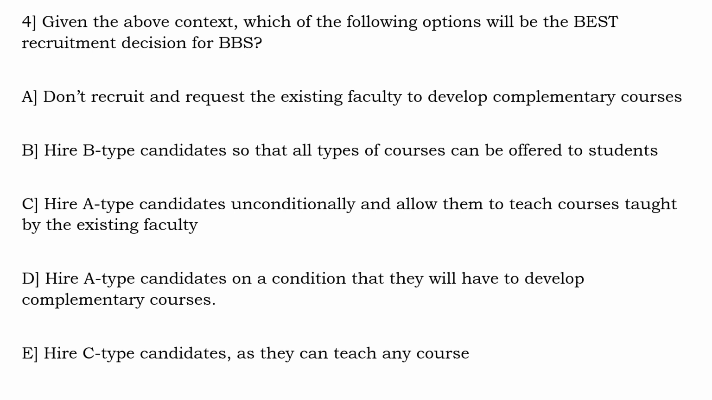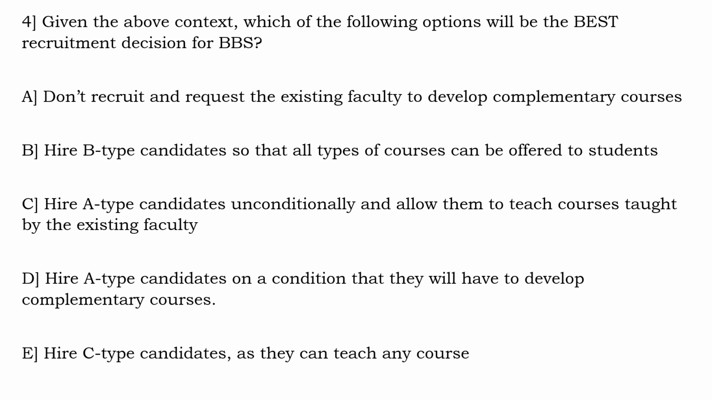Option D, hire A type candidates on a condition that they will have to develop complementary courses. So this again is a good decision because you have to ask the A type candidates who are very good teachers, they have to develop complementary courses also. So they are very good teachers, it is given to them, so they will match the teaching quality of the existing faculty in the management college. Not only that, if they develop complementary courses, this will solve the problem of course upgradation as well. So both the issues are solved with this option.